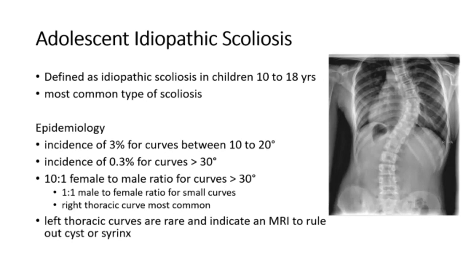For the curves more than 30, the female to male ratio is 10 to 1. But it's a 1-to-1 male to female ratio for small curves. So females are taking the whole burden of the severe kind of disease. And the right thoracic curve is the most common.